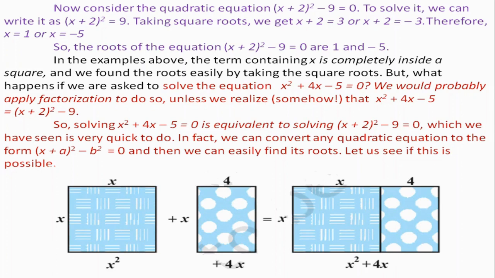See, this is x square, because each side is x. What about 4x? One side is x, another side is 4. So the area of this rectangle is 4x. If we add these two rectangles, we get x square plus 4x, as you can see here. In the second figure, this is x square, this is 4x.